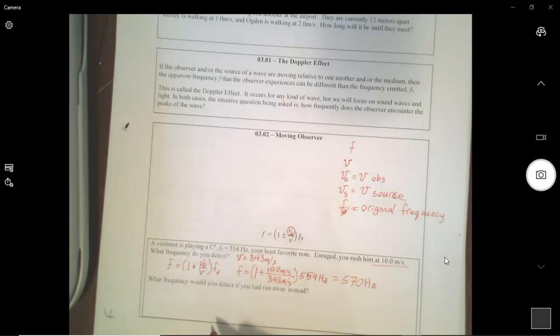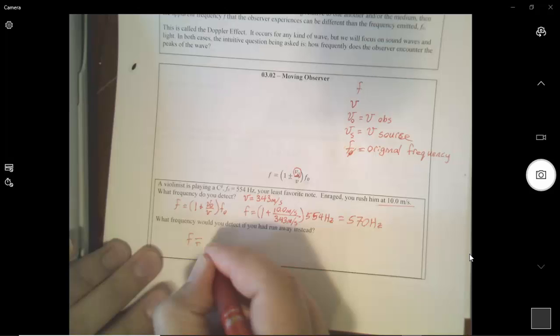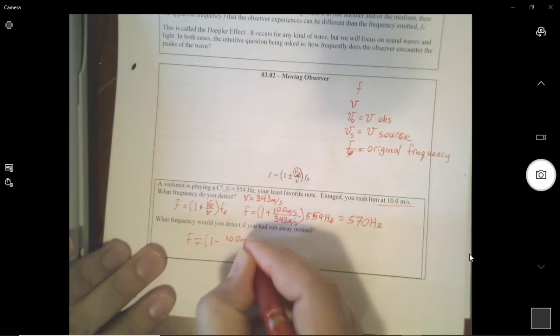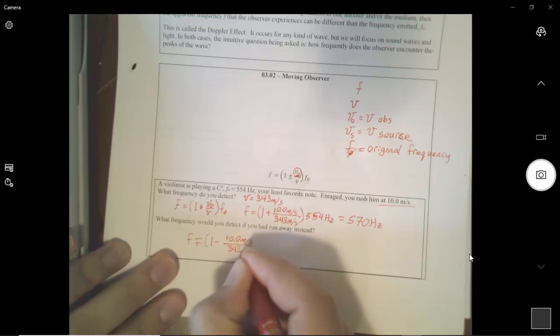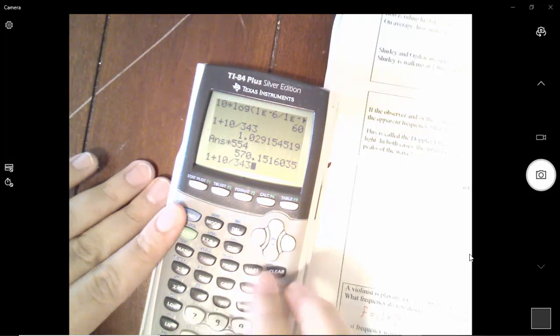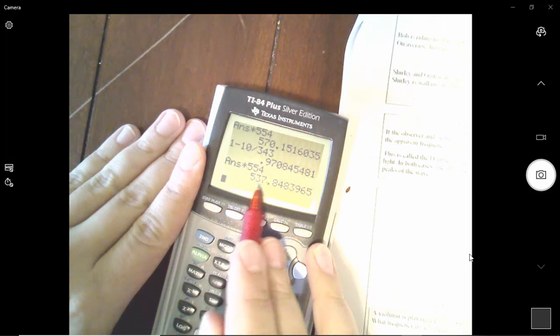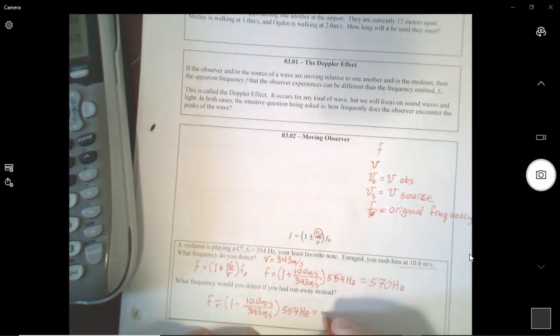Part 2 of the question is, what frequency would we detect if we run away instead? And of course, it's a very similar calculation. We're just going to use the minus sign. So F is equal to 1 minus 10 meters per second over 343 meters per second, times 554 hertz. Okay, times 554. So we get 538 with 3 sig figs.